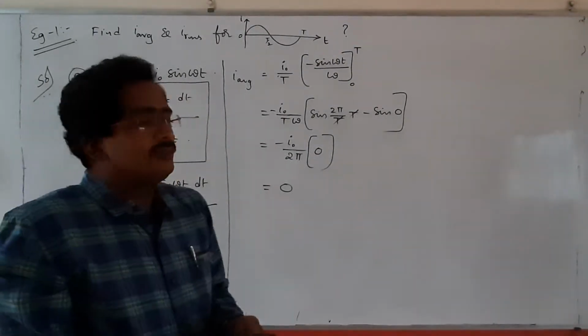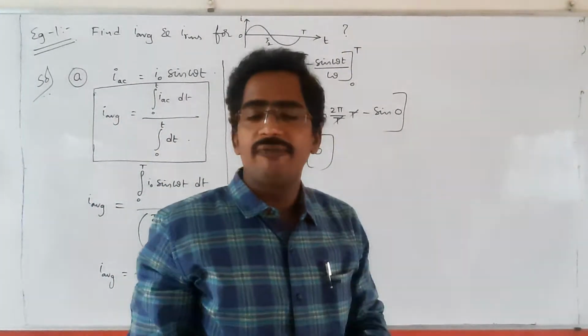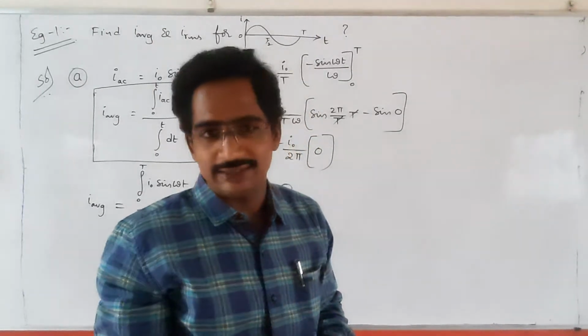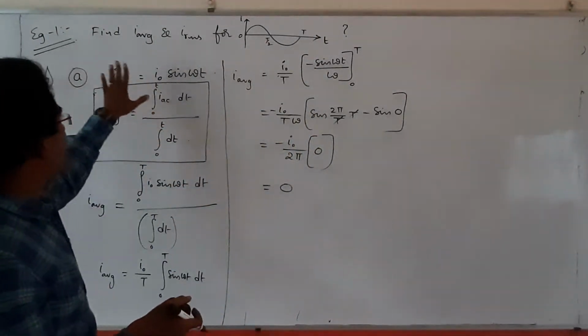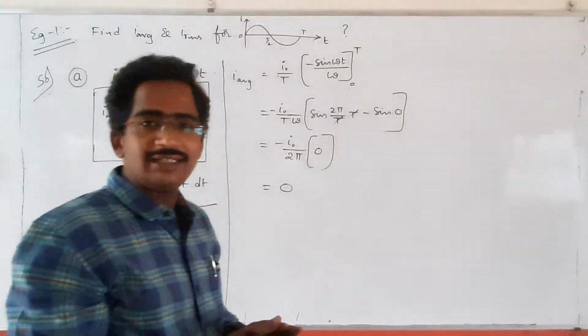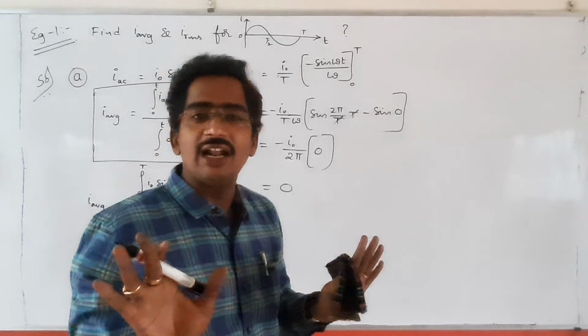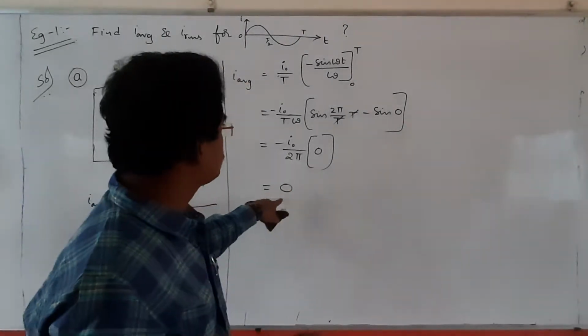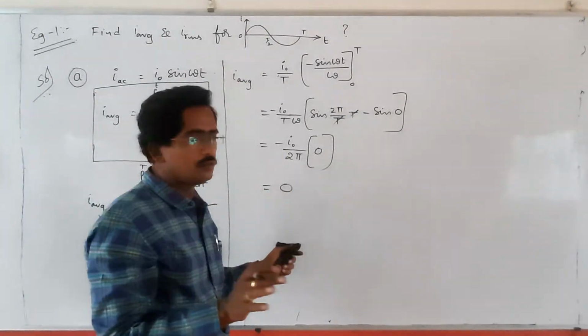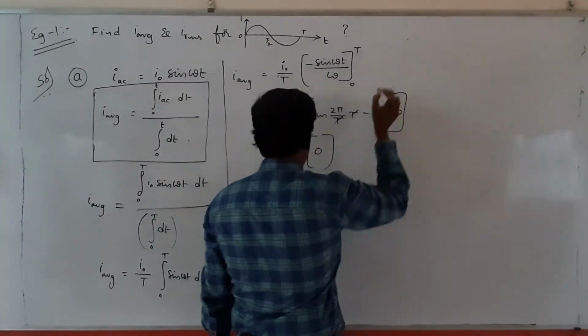By that only, at the starting of the definition of I average, I told you that the average value of a full cycle of AC is 0. So with that, that's all. Okay, come to the second one.